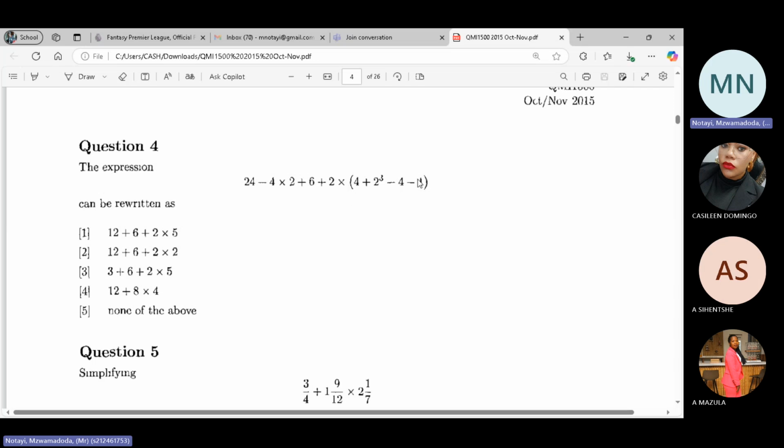So basically, the first thing is to go inside the bracket. You simplify everything that is in the bracket, and then let's see what you get. And then you will deal with multiplication and division.